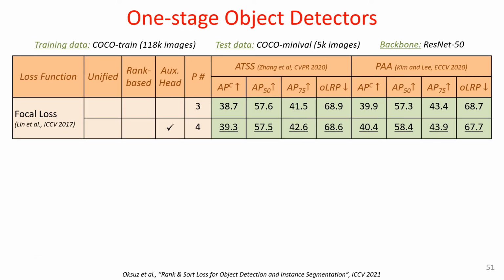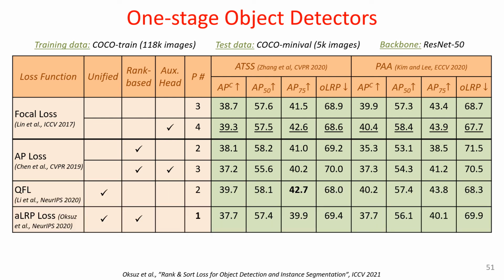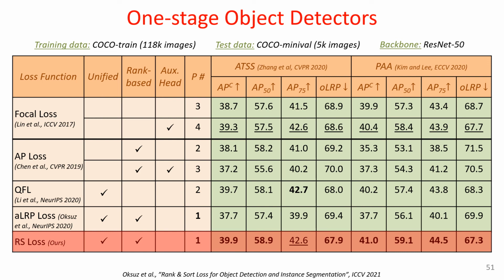RS loss can also be used on one-stage object detectors, ATSS and PAA, which essentially differ in positive-negative assignment. Comparing RS loss with focal loss, AP loss, quality focal loss, and average LRP loss with or without auxiliary heads shows that RS loss outperforms its ranking-based counterparts and performs similar to quality focal loss with less number of hyperparameters.